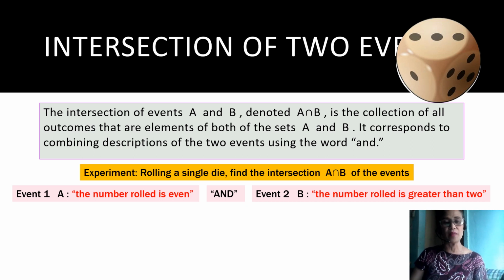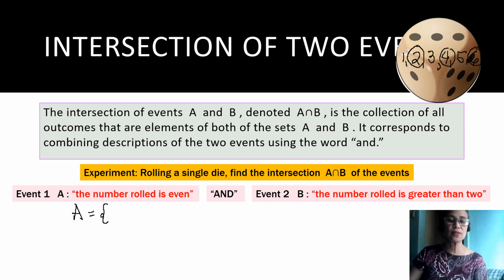First, let's write the elements of event A and call it set A. Do remember that when you roll a die, these are the possible outcomes: 1, 2, 3, 4, 5, and 6 only. The number rolled is even, so 2, 4, and 6 are even. Let's write here 2, 4, 6. This would be event A, or the favorable outcomes in event A.